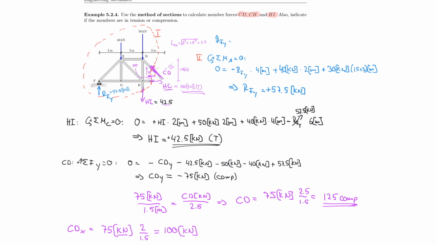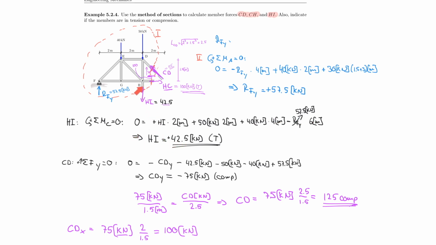So let's recap this problem real quick. We started with calculating the support reaction for only one support because we only needed one side of the system. Then we found first the HI component because it was the vertical one that could be calculated by taking the sum of the moments about node C here, and that's reflected in this equation, which gave us 42.